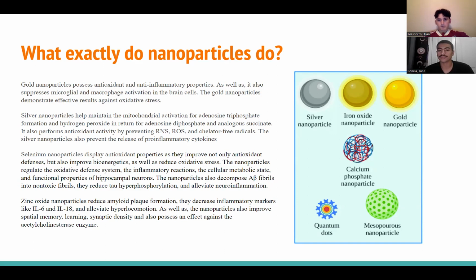And the second one will be silver nanoparticles. It helps mitochondrial activation and antioxidant activity. Because it helps the mitochondria, it helps with the energy in the brain. It acts as a defender against harmful substances, and it also reduces inflammation in the brain.